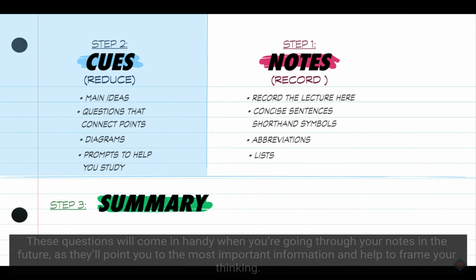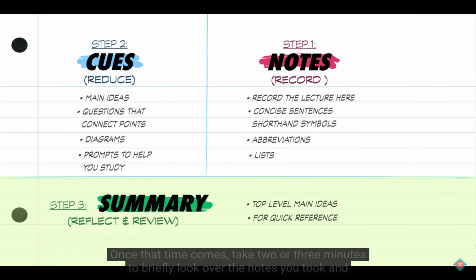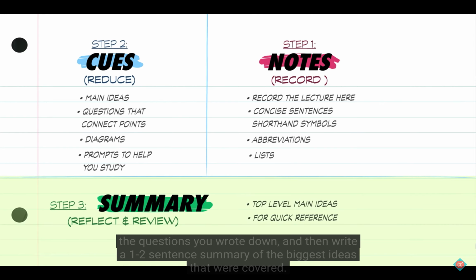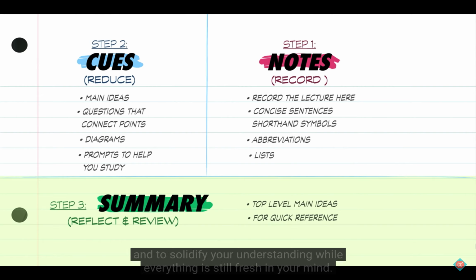These questions will come in handy when you're going through your notes in the future, as they'll point you to the most important information and help to frame your thinking. The summary area will remain empty until the lecture is over. Once that time comes, take 2 or 3 minutes to briefly look over the notes you took and the questions you wrote down, and then write a 1 to 2 sentence summary of the biggest ideas that were covered. This serves as an initial review, which helps to consolidate everything that was presented up here and to solidify your understanding while everything is still fresh in your mind.